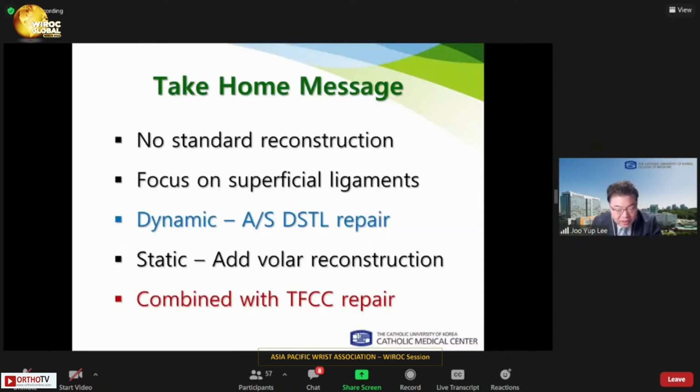So in summary, I would like to introduce arthroscopic dorsal scaphotriquetral ligament repair for dynamic scapholunate and lunotriquetral instability. I've been doing this for more than 50 patients since early 2020, and the short-term results are very promising.